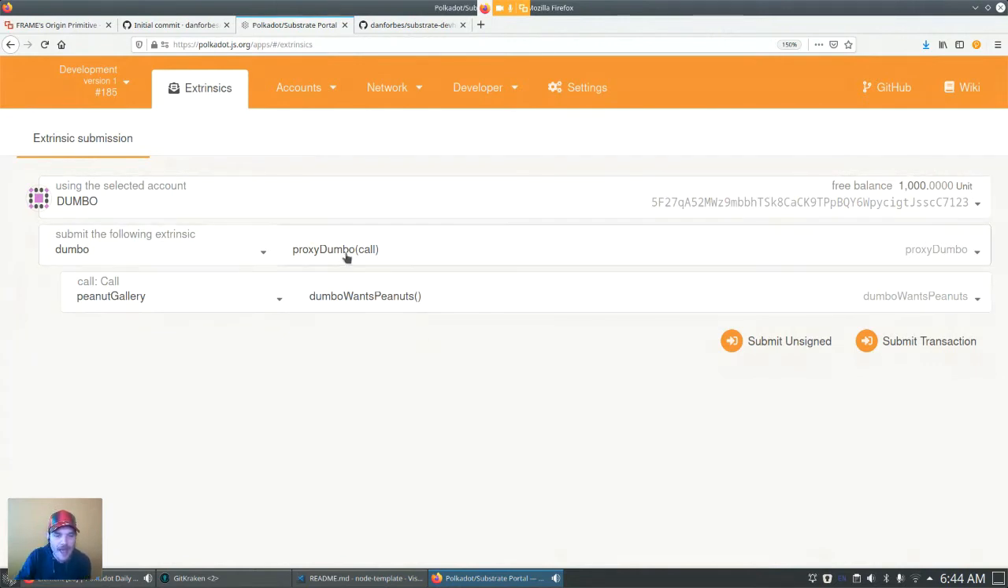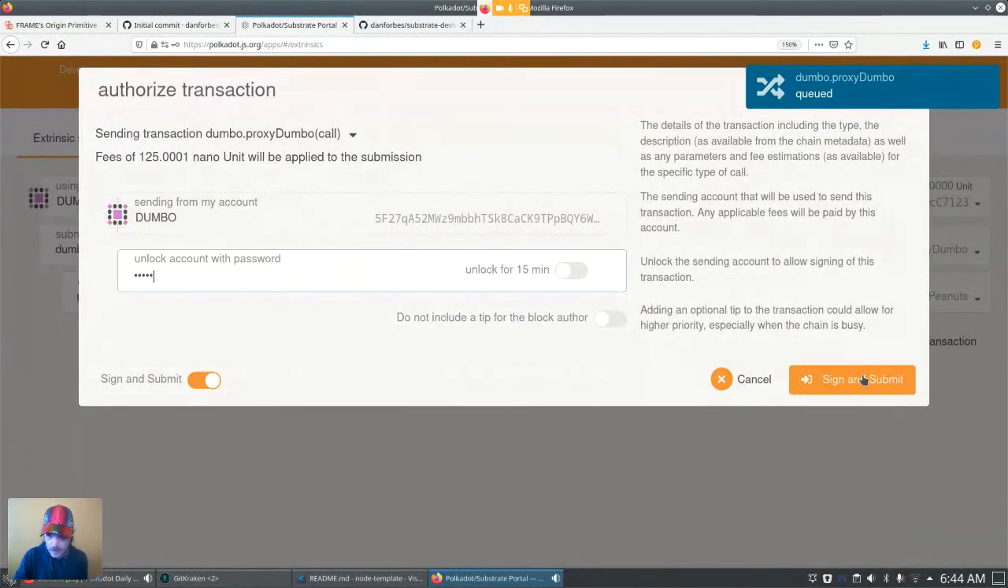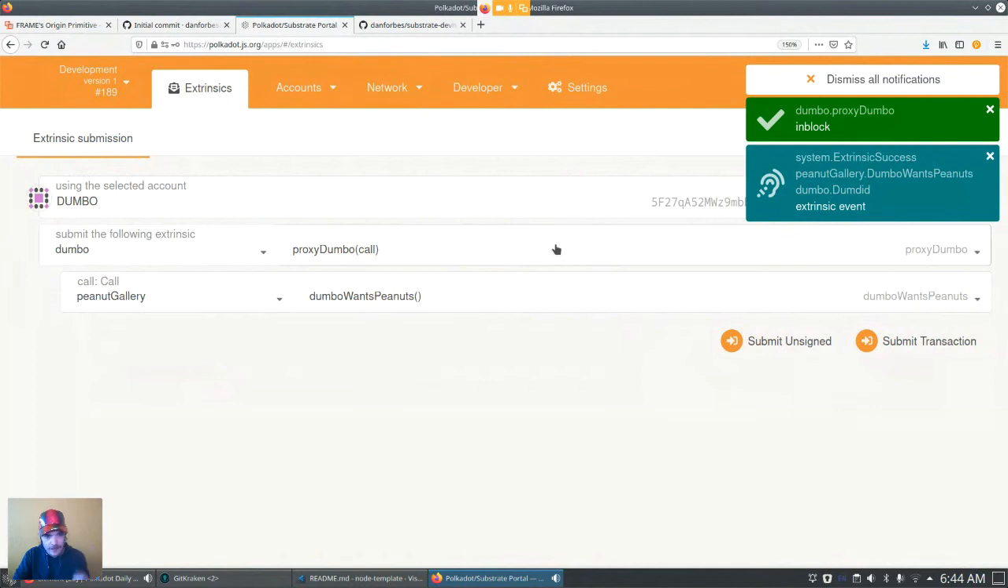And so what's going to happen in this proxy Dumbo call is that custom will then proxy the call from that origin, and hopefully it'll work. Let's see what happens. And then I'll show you how this all works. Now, let's see what happens to kind of dig into this a little bit.